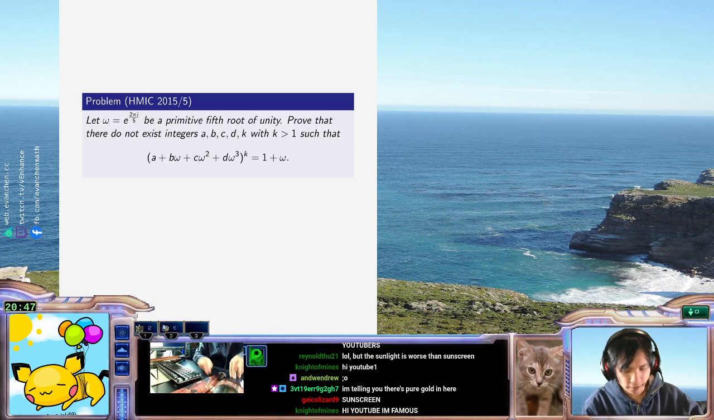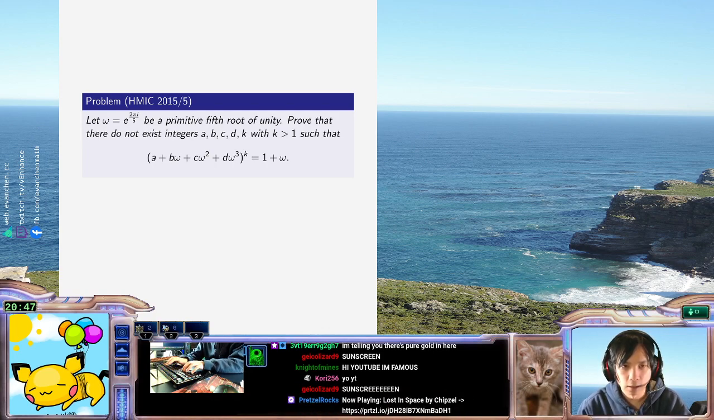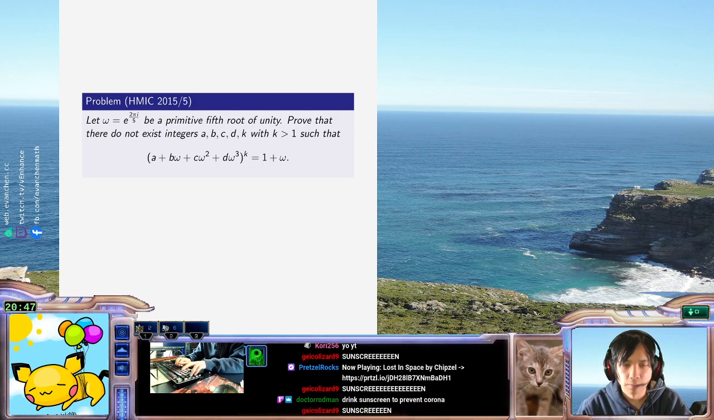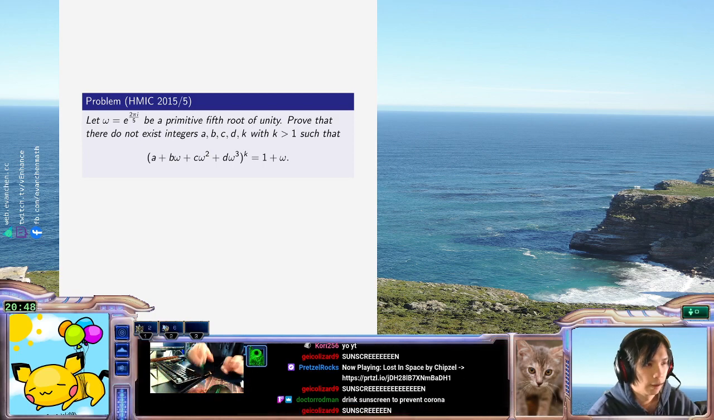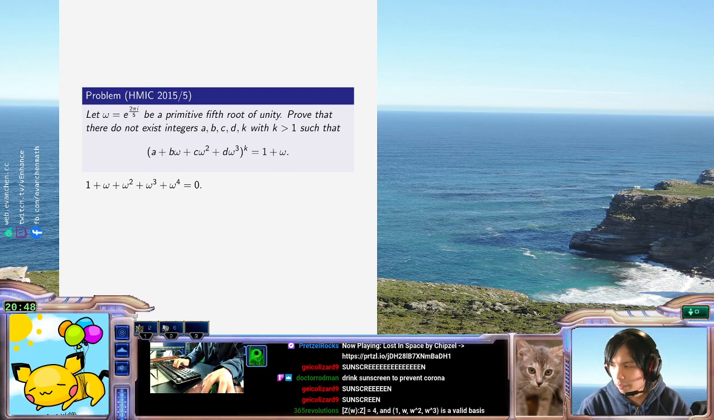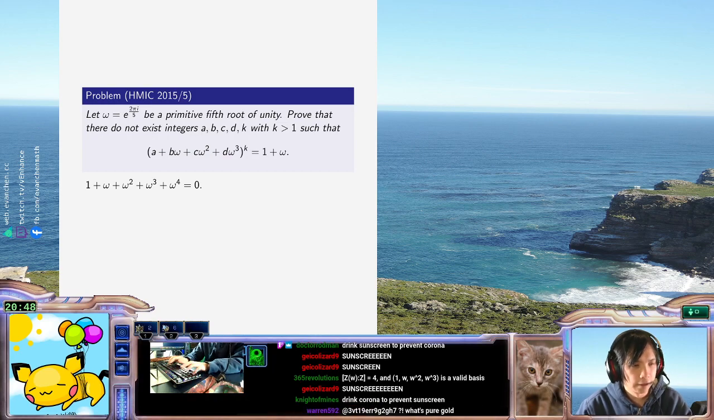So the first thing I want to say is that 1 plus omega plus omega squared plus omega cubed plus omega to the fourth is equal to 0. And my point in saying this is that we're living inside Z adjoin omega.